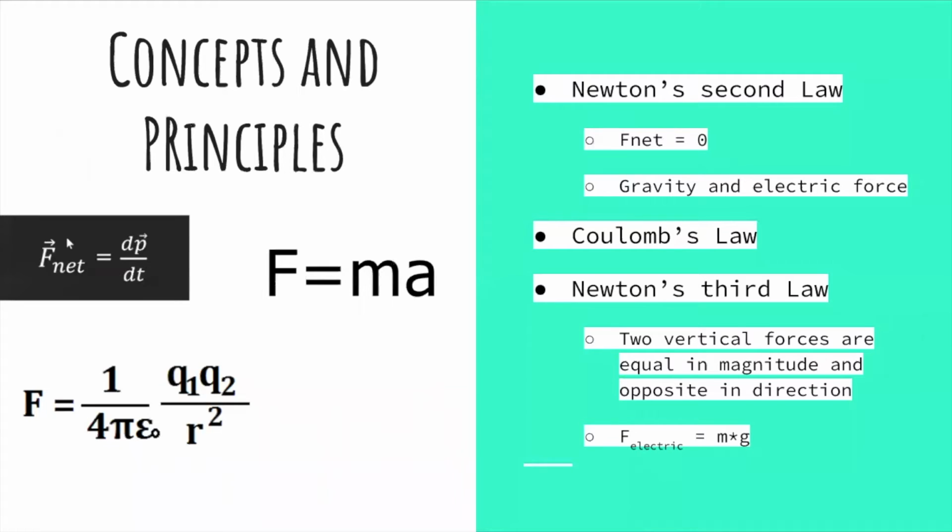So for our concepts and principles, more or less the same as the first lab, we would be using Newton's second law, saying that F net would be equal to 0. And by that, our only two forces acting upon each other would be the gravitational and electric force, one acting in the positive y direction and one in the negative y direction. We would also be using Coulomb's law, and then Newton's third law, and these two vertical forces would be equal in magnitude and opposite in direction. And here it would be our electric force and our gravitational force.